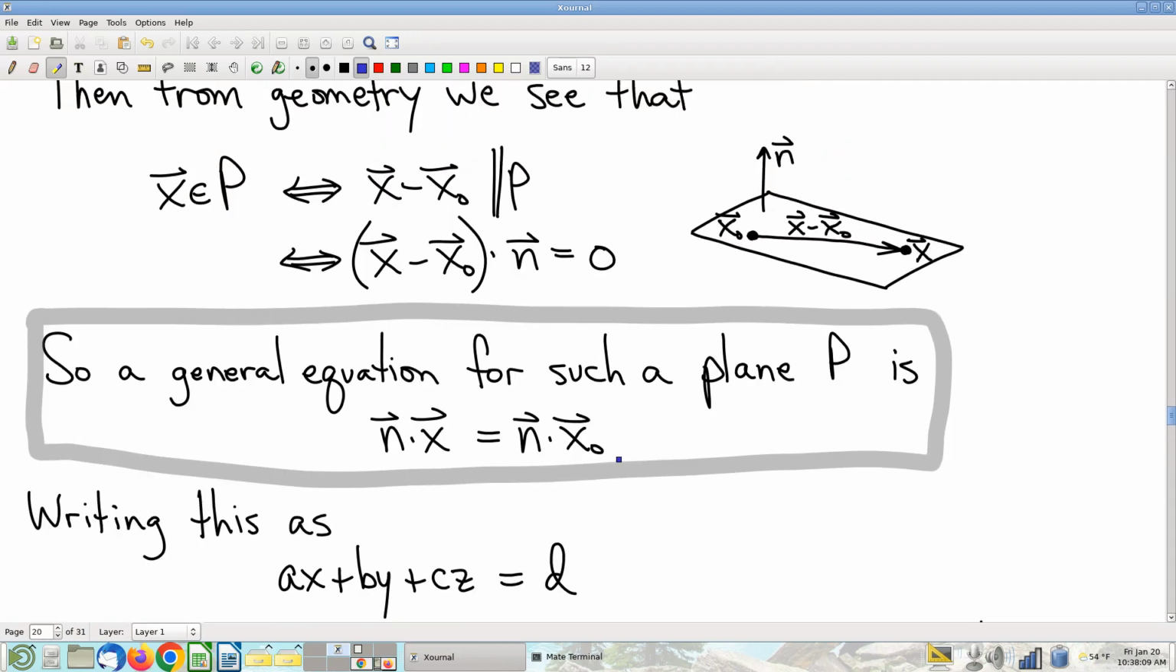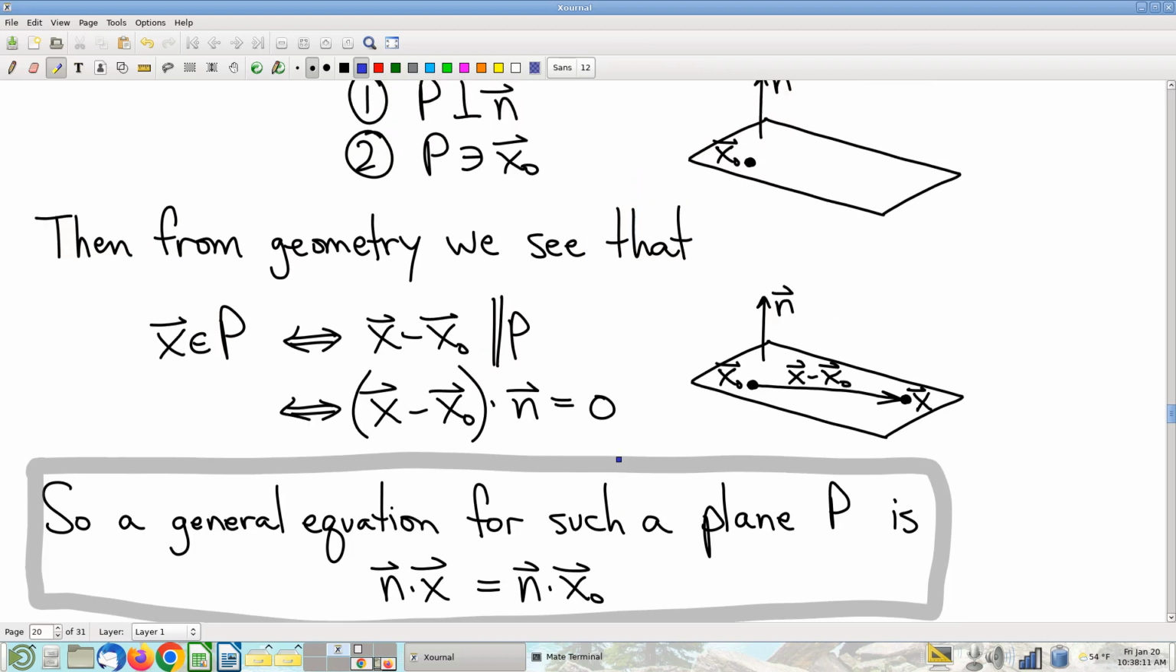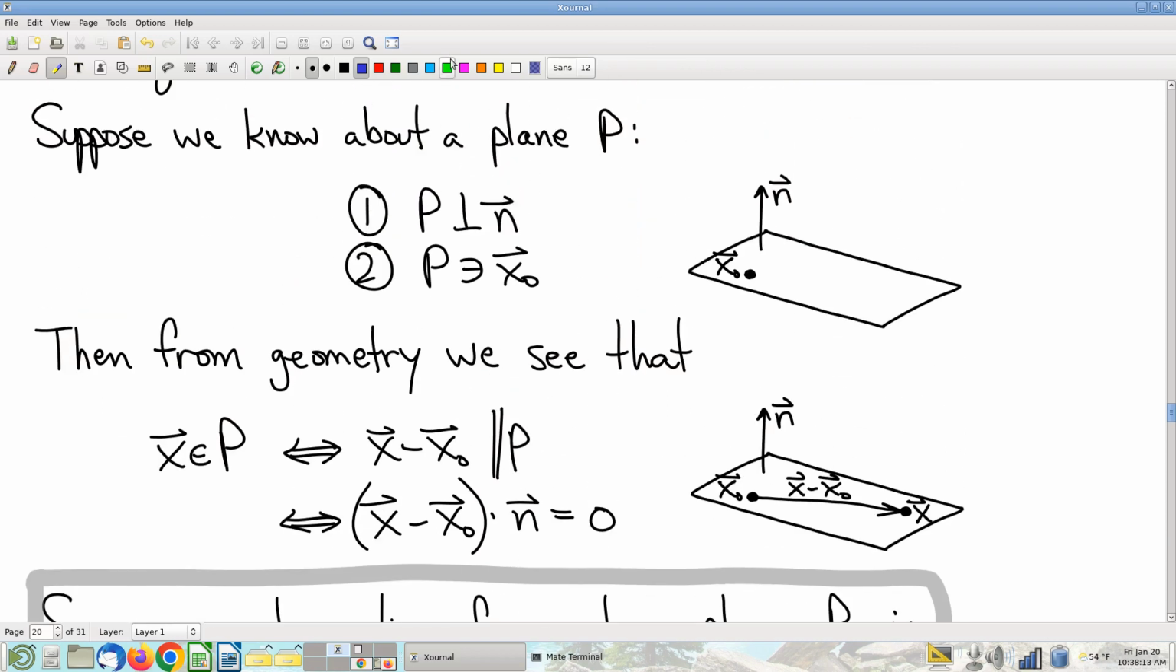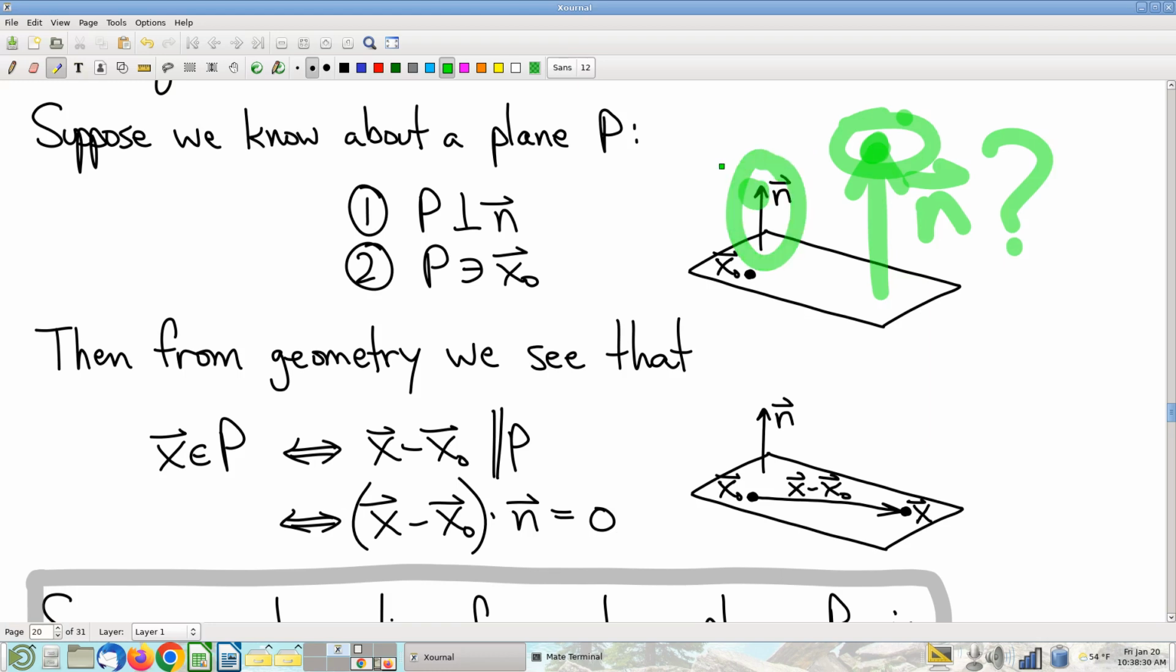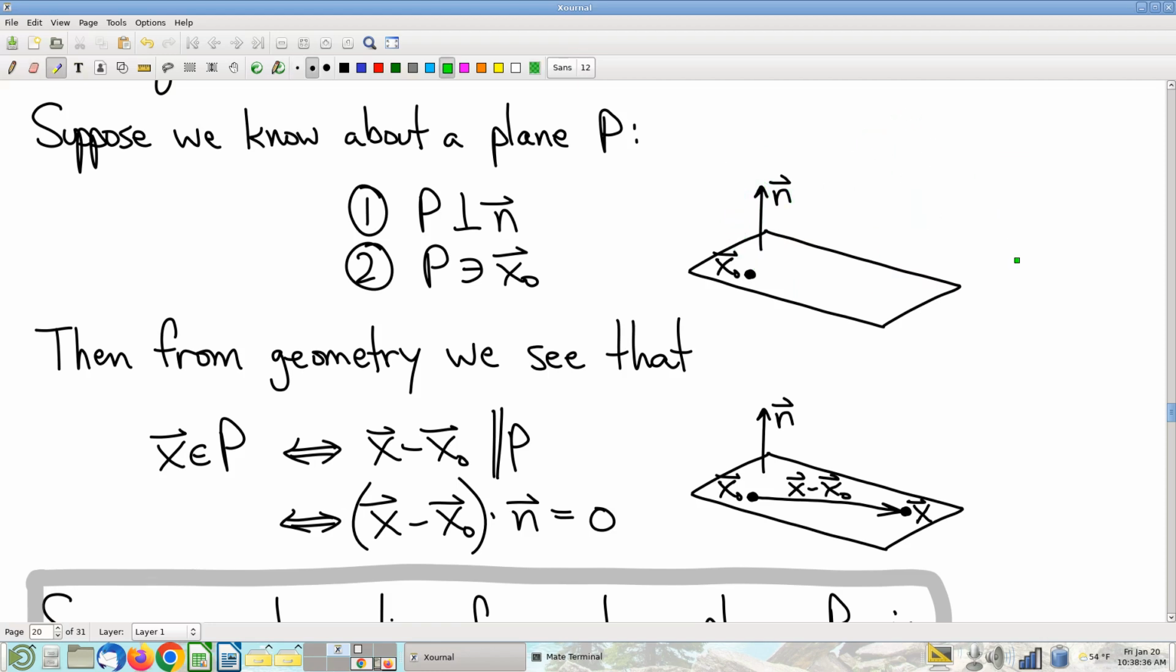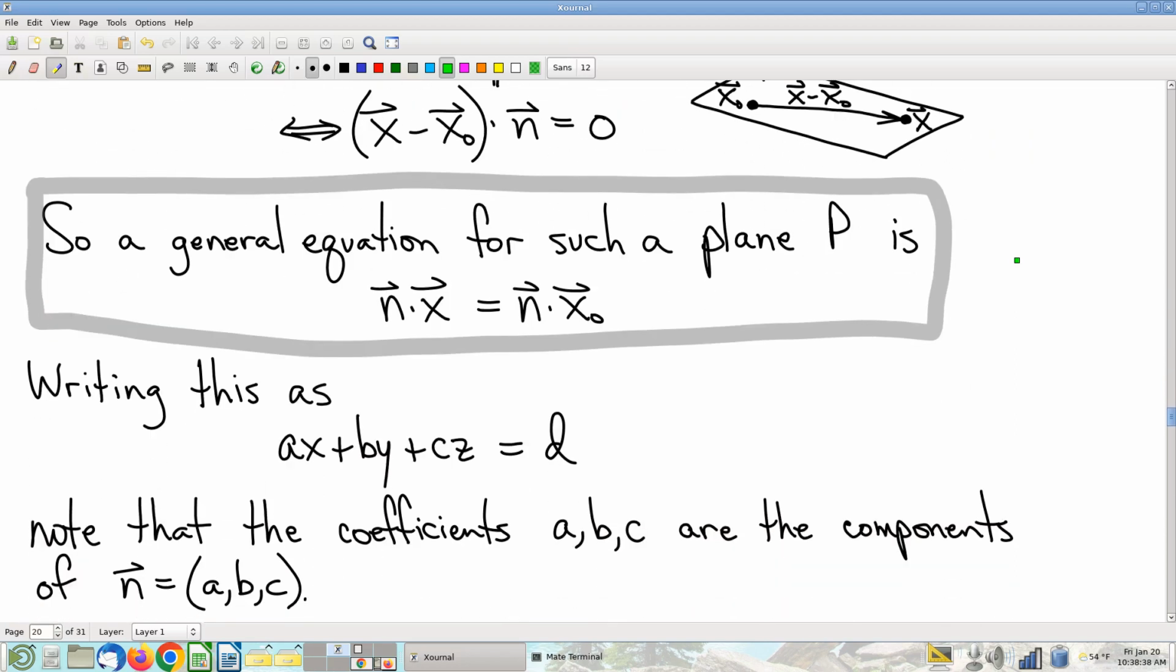But just to be clear, just in case. If you have some point that's not in the plane, it's not like the normal vector for this point is somehow different from the normal vector for that point. That's not in some sense what we're interested in. Okay.